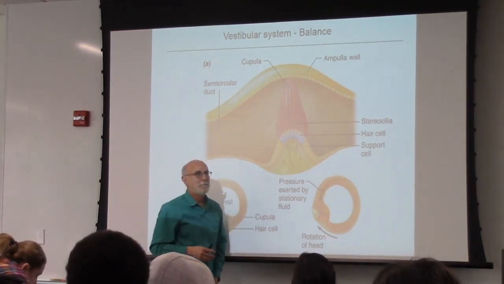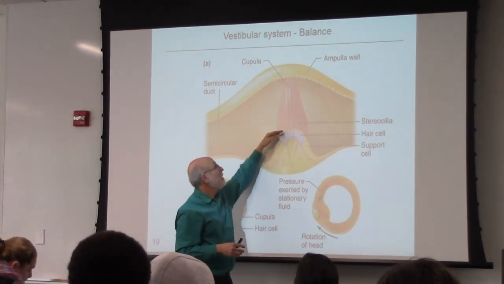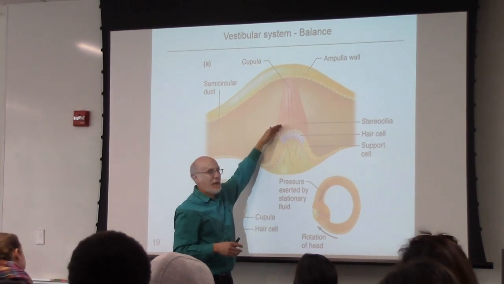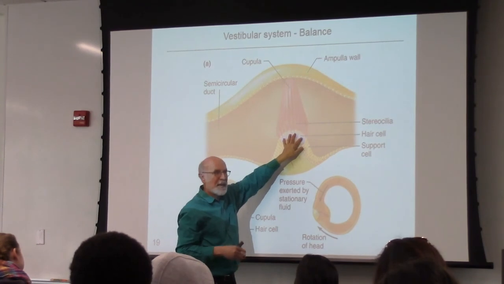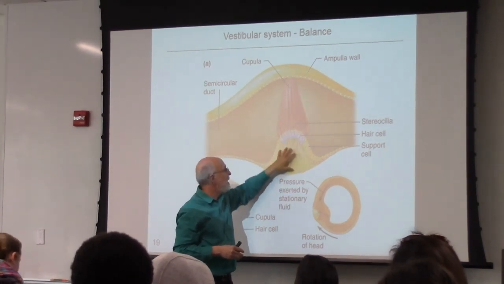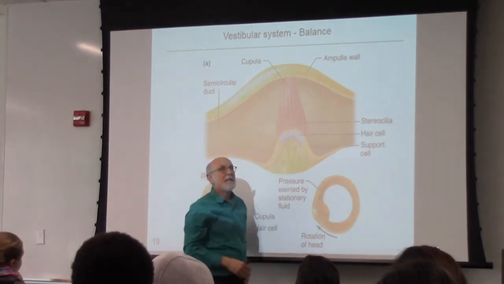So the stereocilia is inside the cupula? The stereocilia are really in contact with the fluid. And the hair cells, the cells themselves, are embedded in this structure called the cupula. All of this is in the ampulla.